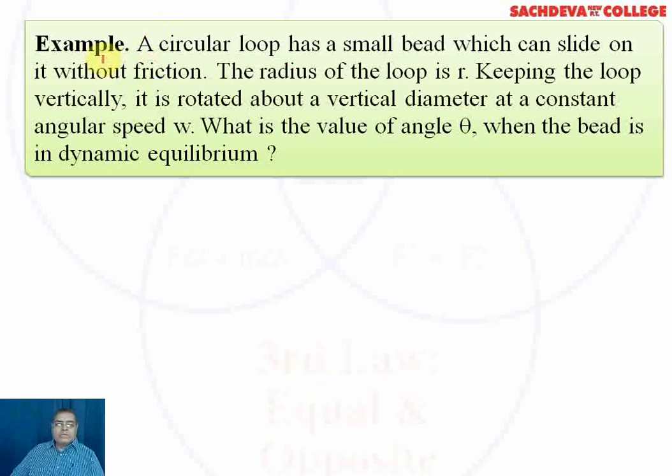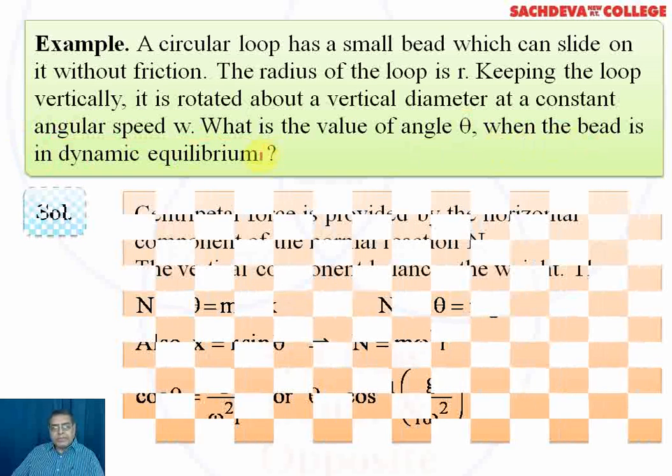Now we come towards a circular loop. A circular loop has a small bead which can slide on it without friction. The radius of the loop is R. Keeping the loop vertical, it is rotated about a vertical diameter at a constant angular speed. What should be the value of angle theta when the bead is in dynamic equilibrium?